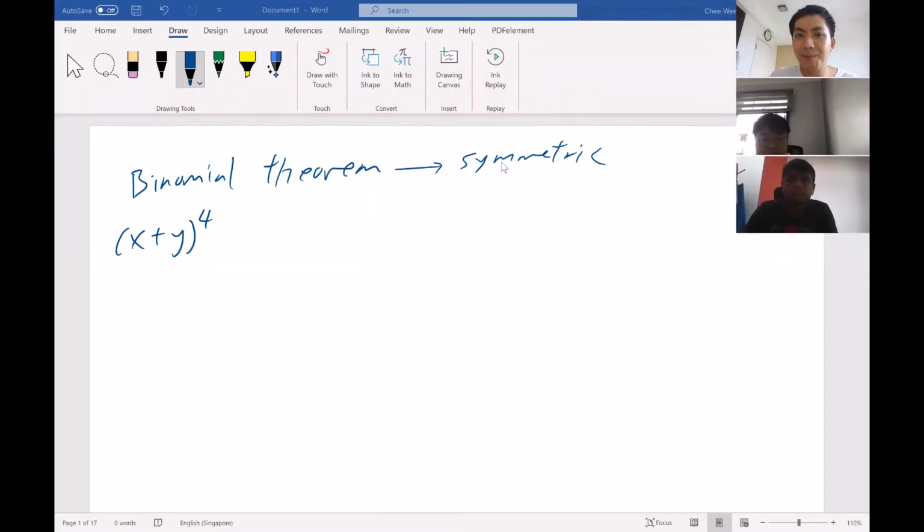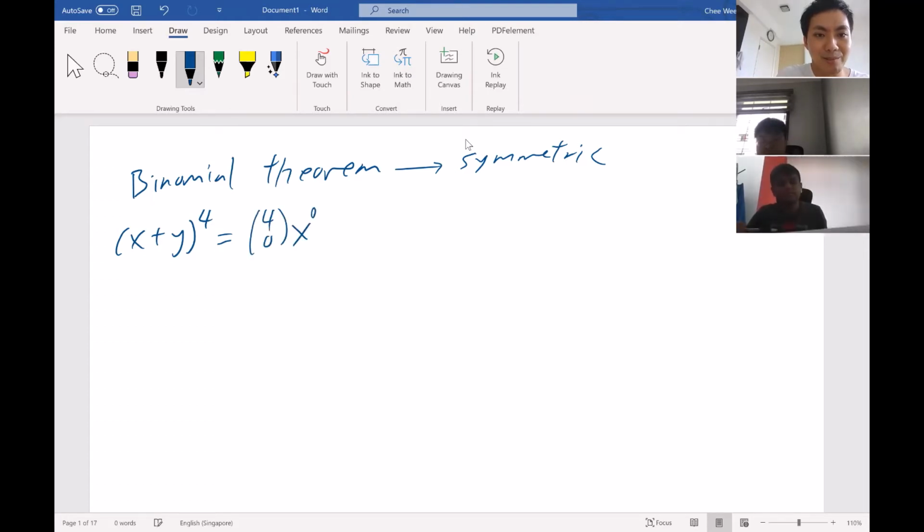Okay, so I will revise with you the general binomial formula first. As you learned last week, the binomial formula is actually symmetric. What do I mean by this? You don't have to purposely memorize the formula. All you need to do is to see that the expansion follows such a pattern.